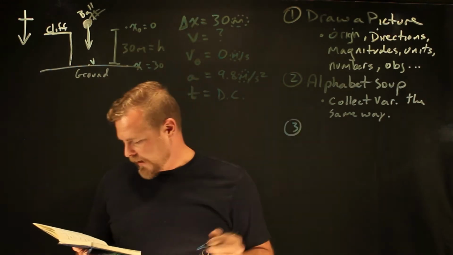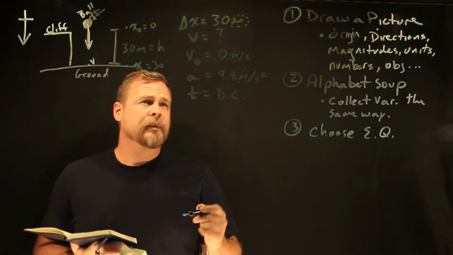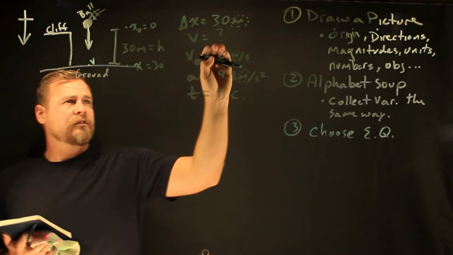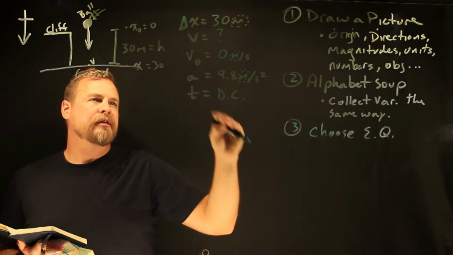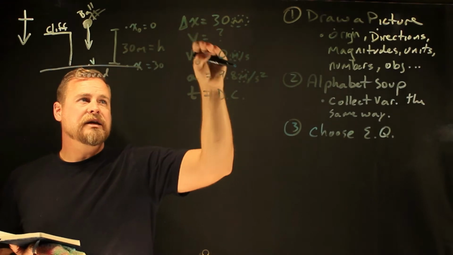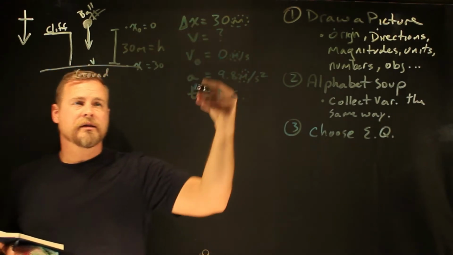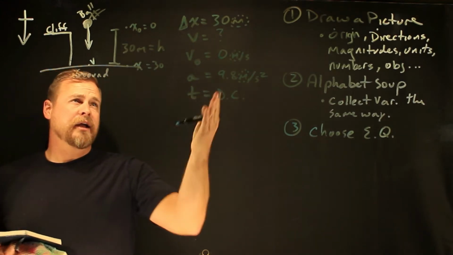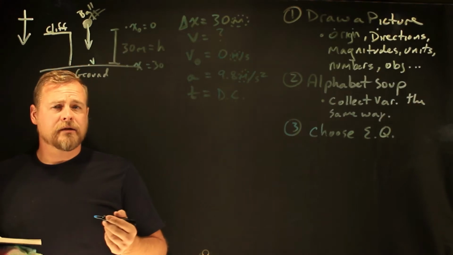Number 3, I have to choose my equation. When you choose your equation, look at what you have, and that's why these variables should be listed the exact same way every time. What you'll do is you'll train your brain to see patterns. It will be to your benefit listing this stuff out. Already I have more work done than half of you do on most of your problems. That's not a good thing.